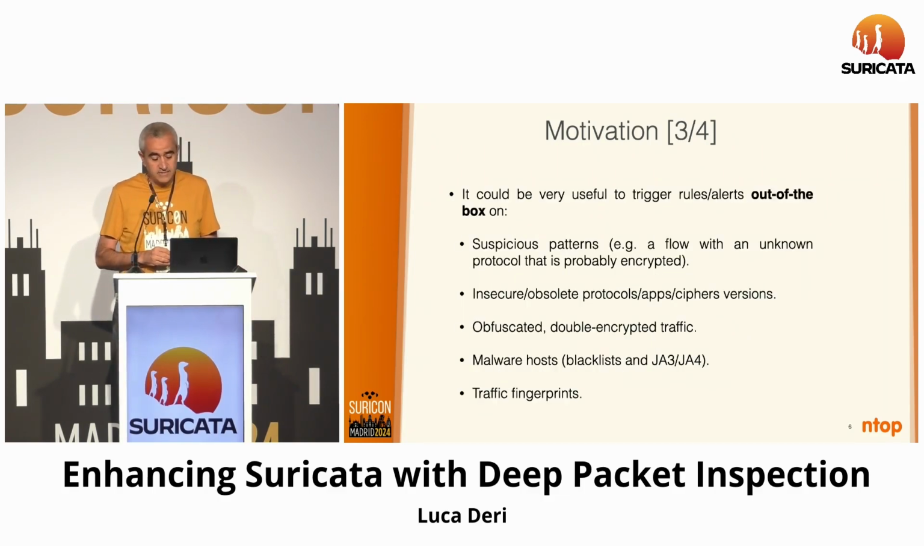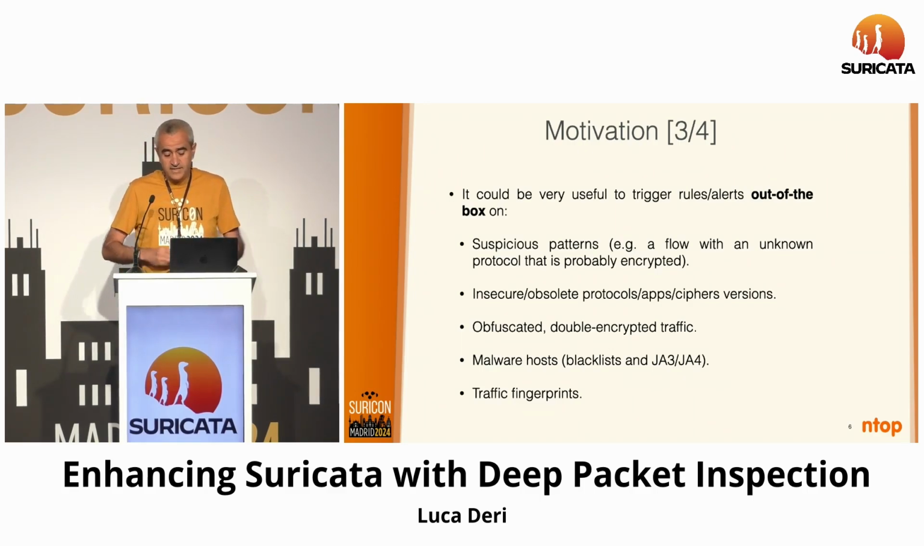And another thing that we believe would be nice to see in Suricata would be to trigger alerts out of the box about certain things. For instance, suspicious patterns. So for instance, you see a traffic flow in the network that you don't know, not even a DPI toolkit knows, but it looks encrypted. This is probably unexpected. In particular, if this traffic is going to a remote country or a remote host with whom you never talked before.